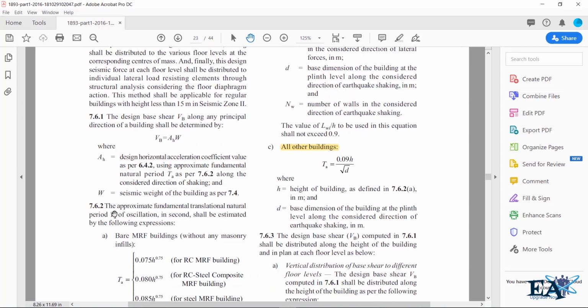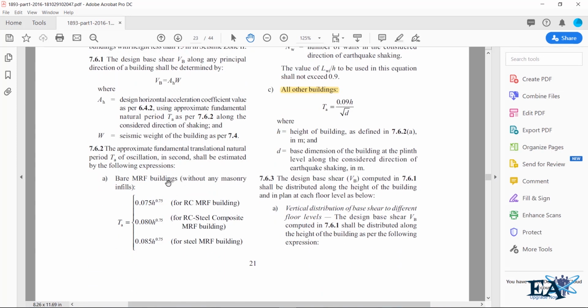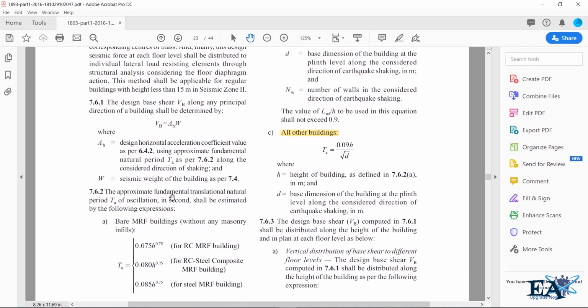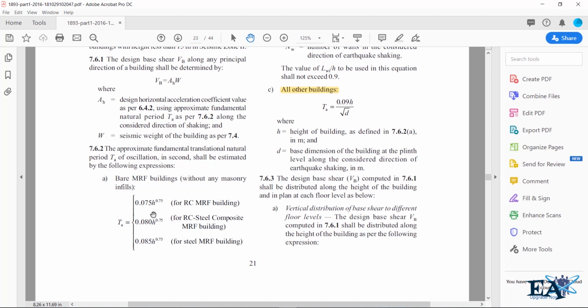So here the formula for the time period is given in clause 7.6.2. The design base shear Vb along the principal direction of a building is determined by Vb = Ah × W. I just talked about it. The approximate fundamental natural period Ta of oscillation in seconds shall be estimated by the following expressions. Bare MRF buildings means buildings without masonry infills, so without the brick walls. If you have a building that doesn't have any brick wall, in that case you use this formula.